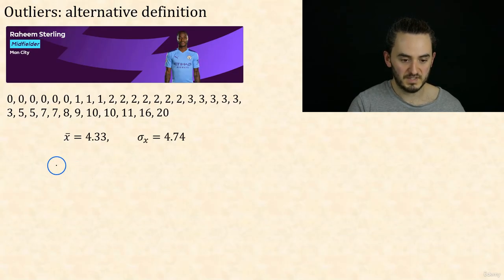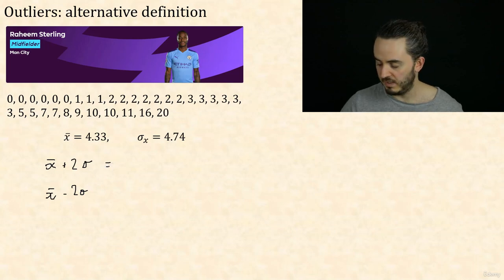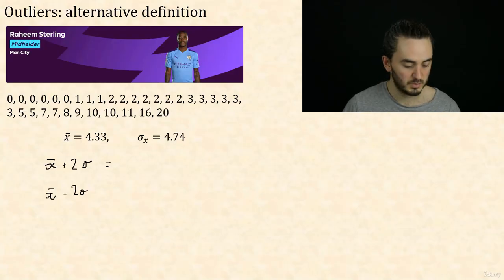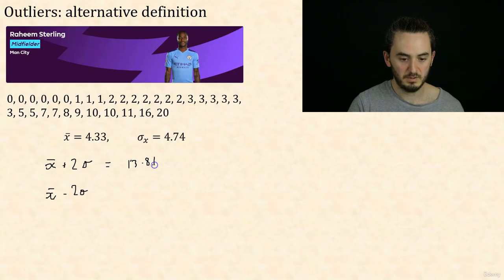Effectively, that's going to be either the mean plus 2 standard deviations or the mean minus 2 standard deviations. If we calculate that, we've got either the mean, which is 4.33, plus 2 lots of 4.74, which gets us up to 13.81, or the mean minus 2 standard deviations, which is negative 5.15.